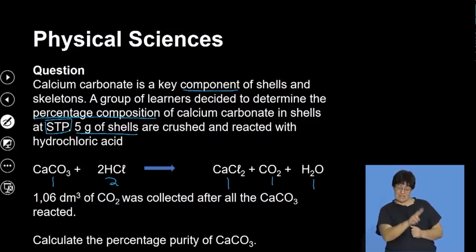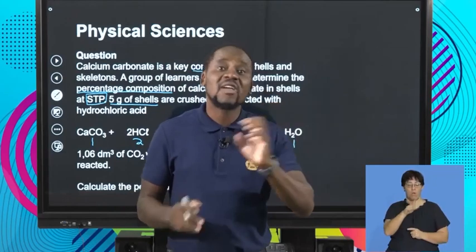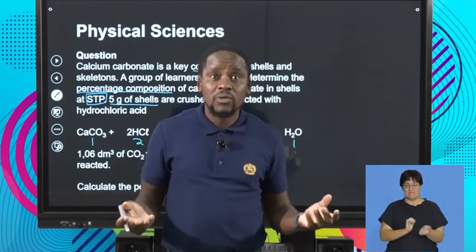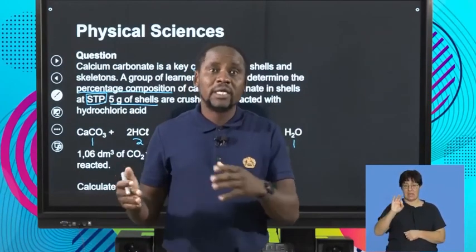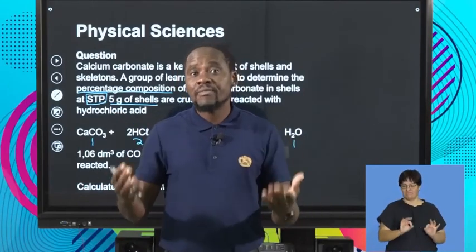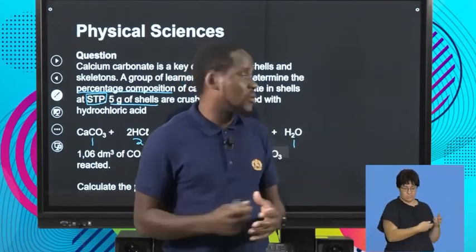The moment we see STP, we immediately think of the molar gas volume, that a mole of any gas at standard temperature and pressure would occupy a fixed volume, which is 22.4 cubic decimeters per mole, right? That's in the table of physical constants, which you need to familiarize yourself with as far as the formula sheet is concerned.